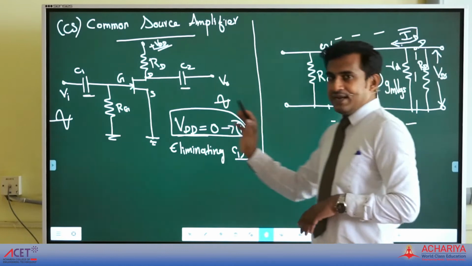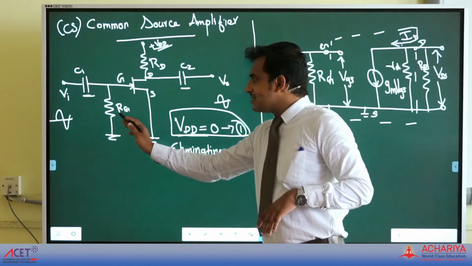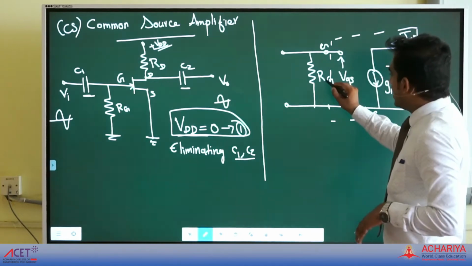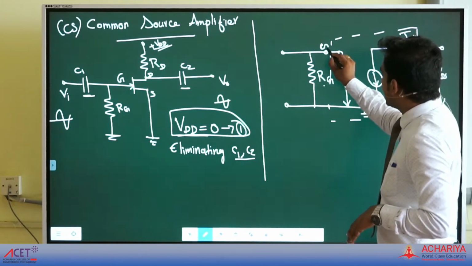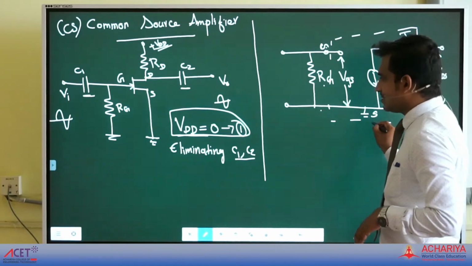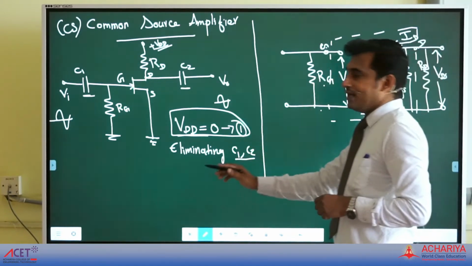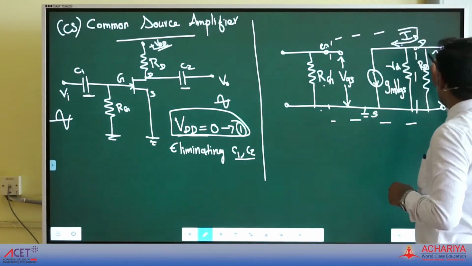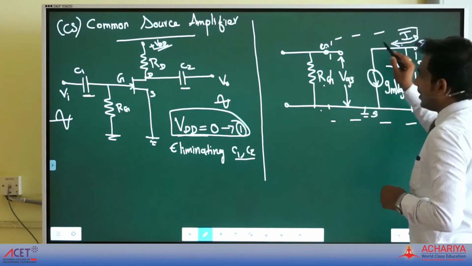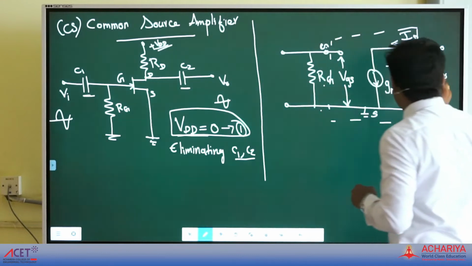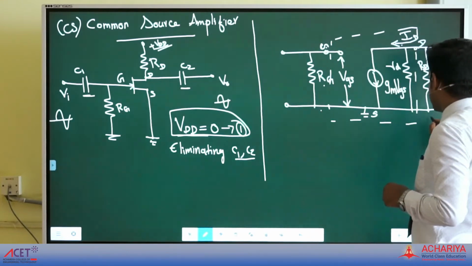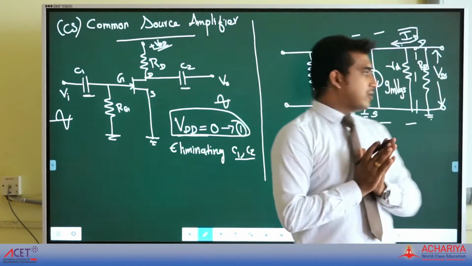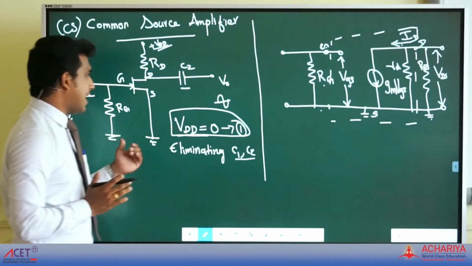In the input side, we are having RG resistance which is connecting the gate terminal and the source terminal. Same we are putting here. This RG resistance is connecting the gate terminal and the ground terminal which is source. And coming to the output side, this VDD was grounded. So we are drawing this RDD resistance, one terminal to the drain terminal and another terminal is connected to the ground which is source terminal. This is the overall AC equivalent circuit of common source amplifier.